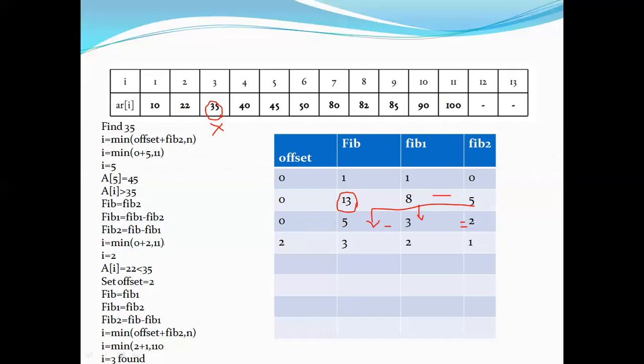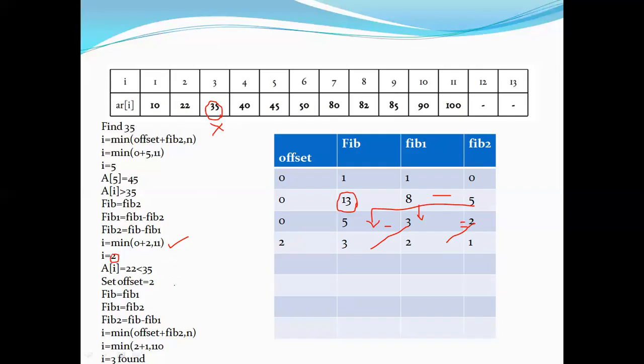Again, in the second step we calculate the I value, that is equal to minimum of 0 plus 2, comma 11. Minimum is equal to 2. So A of 2 is equal to 22. 22 is less than 35, that means the first condition. So 22 is less than, what we need to do, the 2 will be transferred here, and 3 will be transferred here, and 3 minus 2 is equal to 1. And the offset is equal to 2. We need to set it before we calculated the 2 value, the offset will be 2.